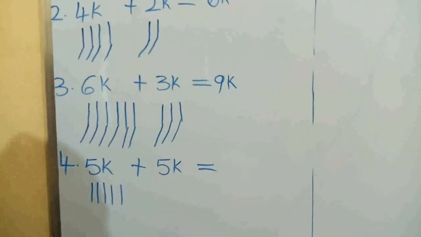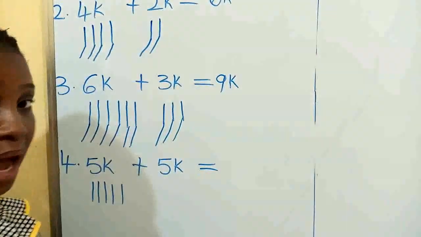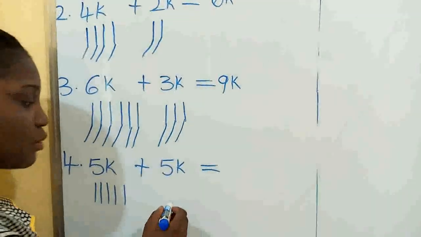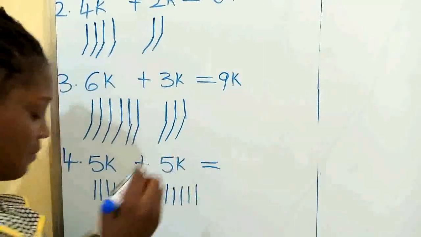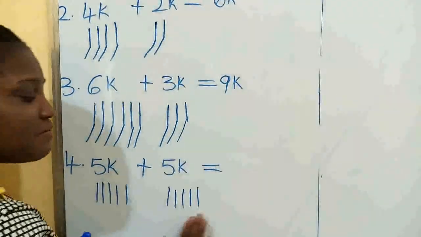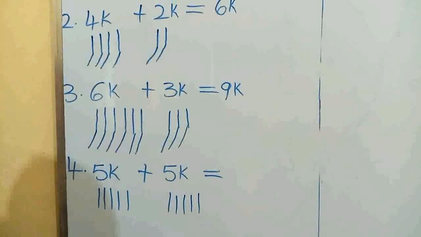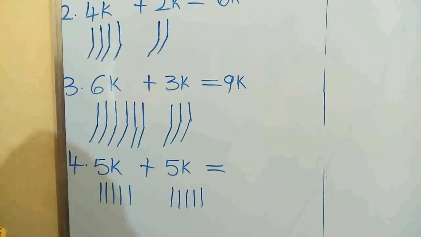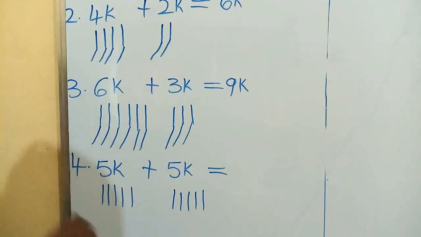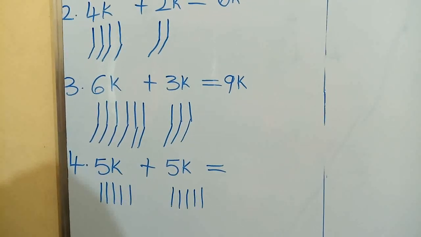Okay, now let's count it. What number are we counting? 5. Let's count. 1, 2, 3, 4, 5. So now after counting 5 and then counting 5, what else will we do? We will add the numbers together. Okay, now let's add.